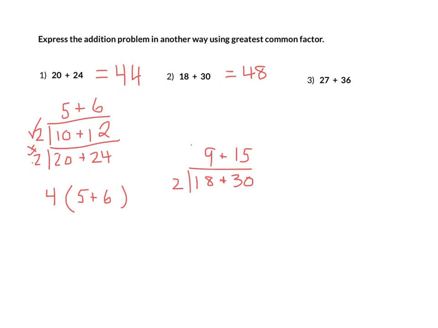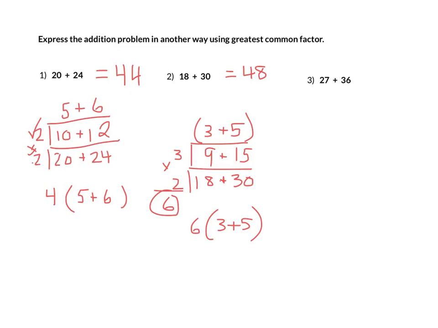But let me see what else they have in common. I think they're both divisible by 3. So that gives me 3 plus 5. So that means that if I take 6 and multiply it by 3 plus 5, it should give me the same answer. Well, 3 plus 5 is 8, and 6 times that is just the same, 48. Why don't you try the next one?